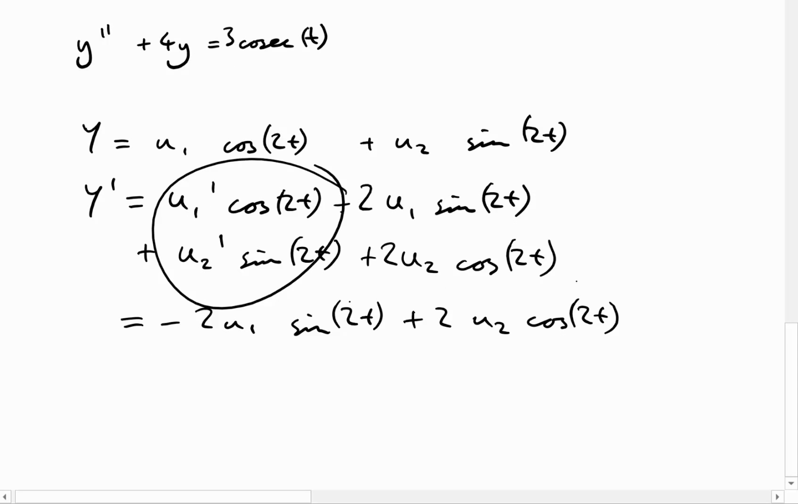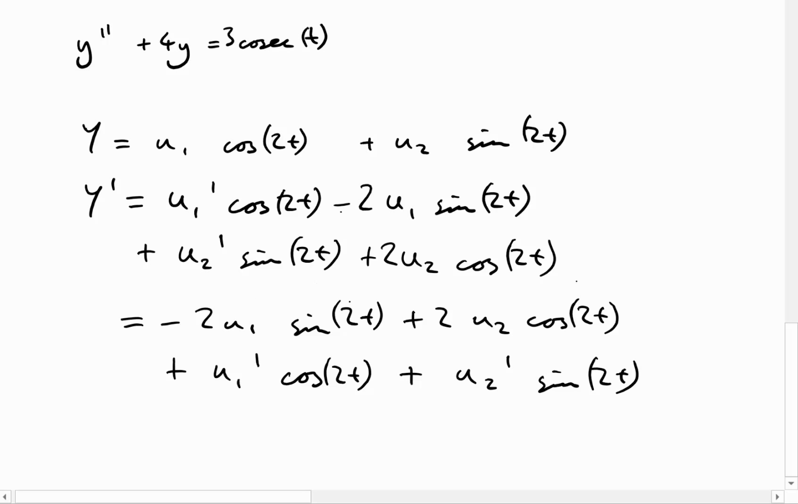Plus these two things. So plus u1 dash cos 2t, plus u2 dash sine 2t. Okay, so this is basically the same thing, just written out again, in a slightly different way. And the reason for that is that I'm going to make a slightly big jump now, a slightly big assumption, but it will come clear in probably about 5 minutes' time.